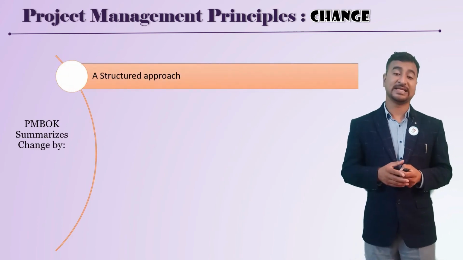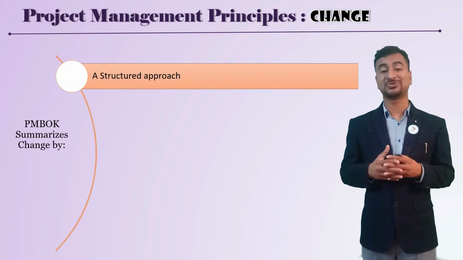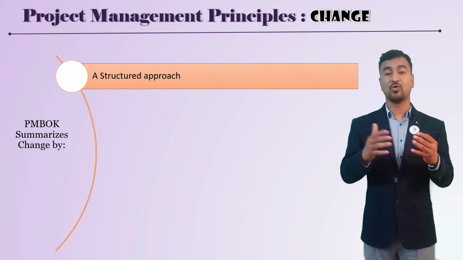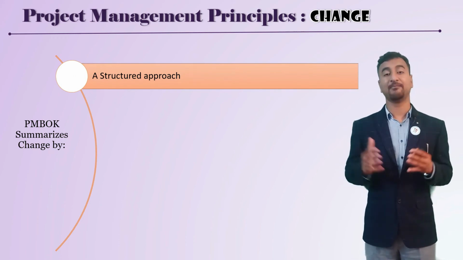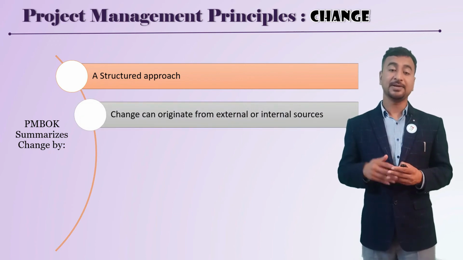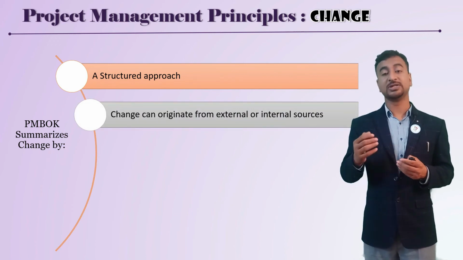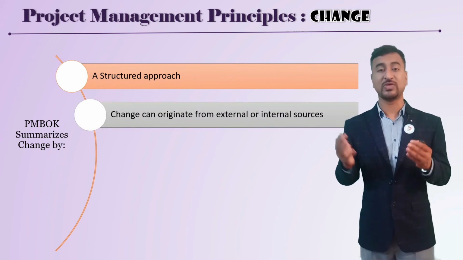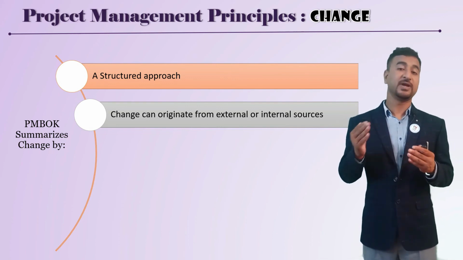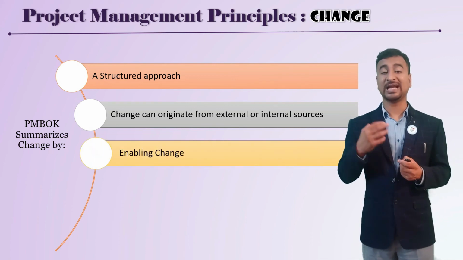PMBOK 7 summarizes the change principle as: it should go with a structured approach. You should not go in a haphazard manner. You should plan well beforehand. Then, change can originate from external or internal sources, so there are many trigger points that enable a particular change.